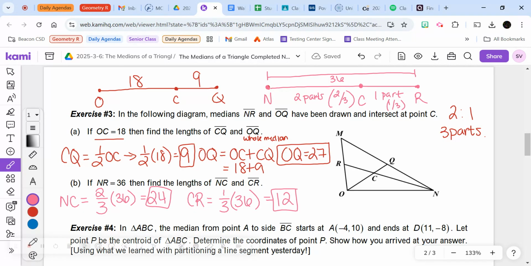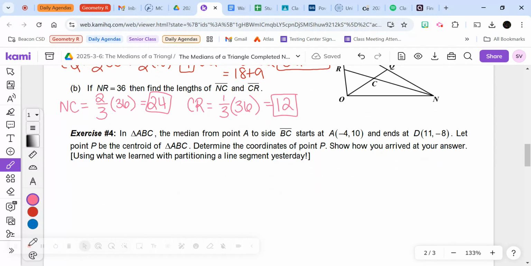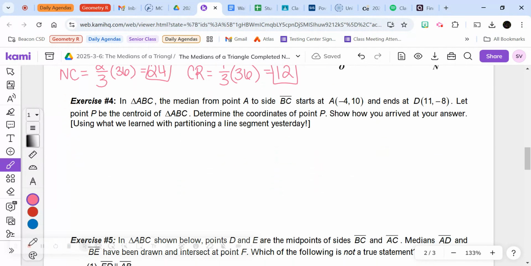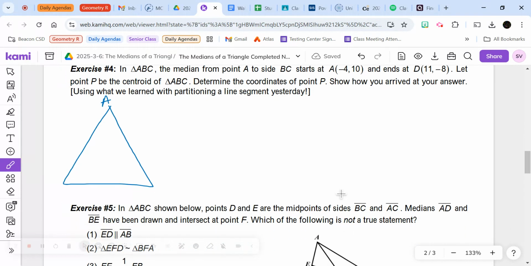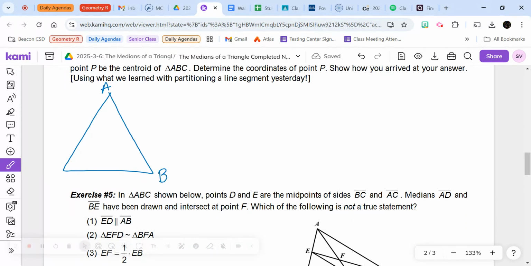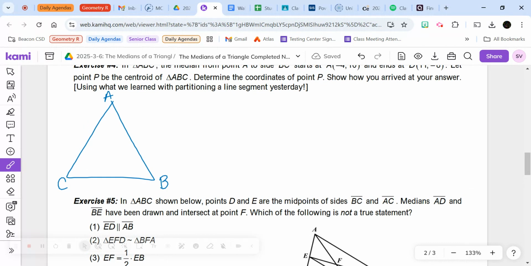Okay. We're going to scooch on down to exercise 4. We don't even have a picture here. So when in doubt, draw it out. We know that we have triangle ABC. So I'm going to sketch out a triangle. Here's A, B, and C. We're looking at this.